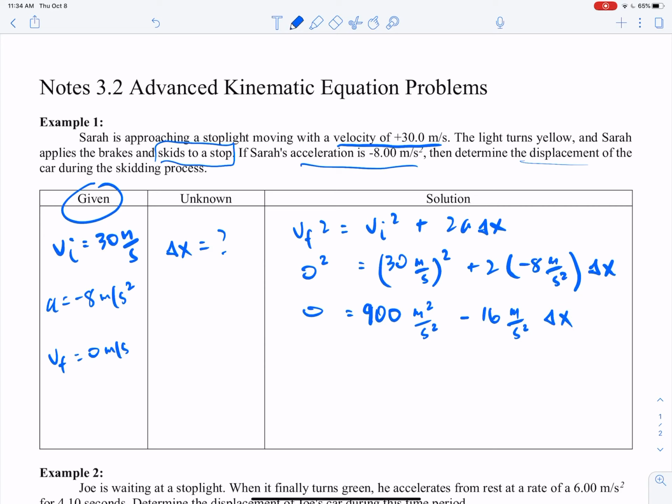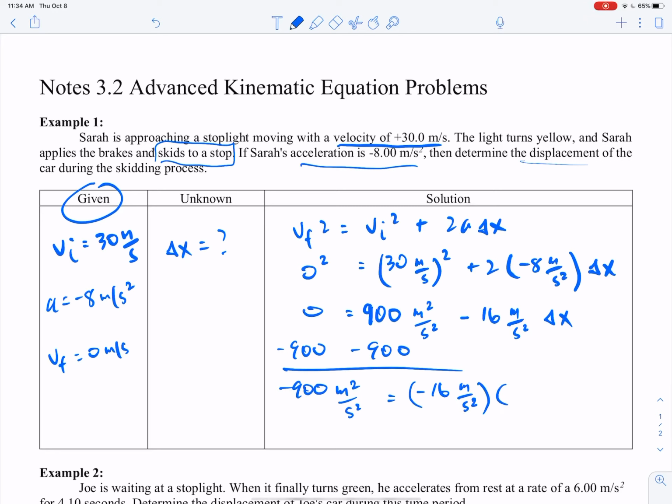So I'm going to pull the 900 over to the left side, subtracting this from both sides, minus 900 meters squared per second squared. Means I have negative 900 meters squared per second squared is equal to negative 16 meters per second squared times delta x. My next move is going to be, I've got to isolate delta x. So now I'm going to divide both sides by negative 16 meters per second squared.